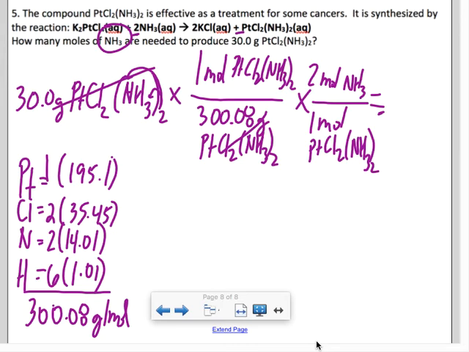30 times 1 divided by 300.08. That's a really small number. Times 2. Makes it a little bit bigger, but not much. So your answer should be approximately somewhere around 0.199 or 0.2 moles of NH3.